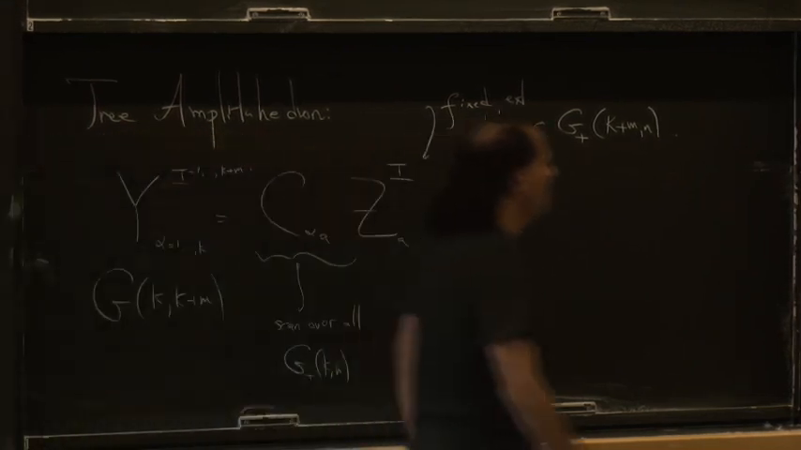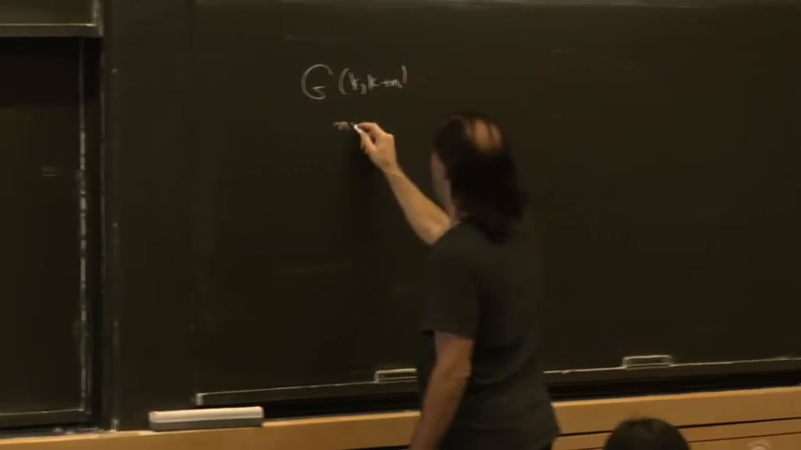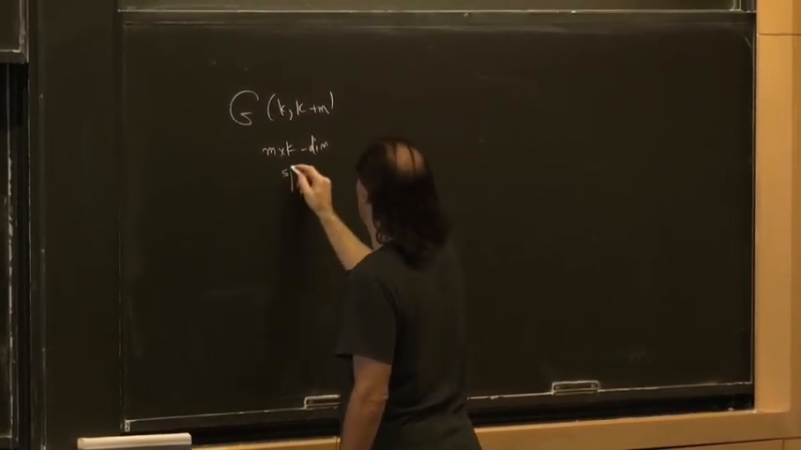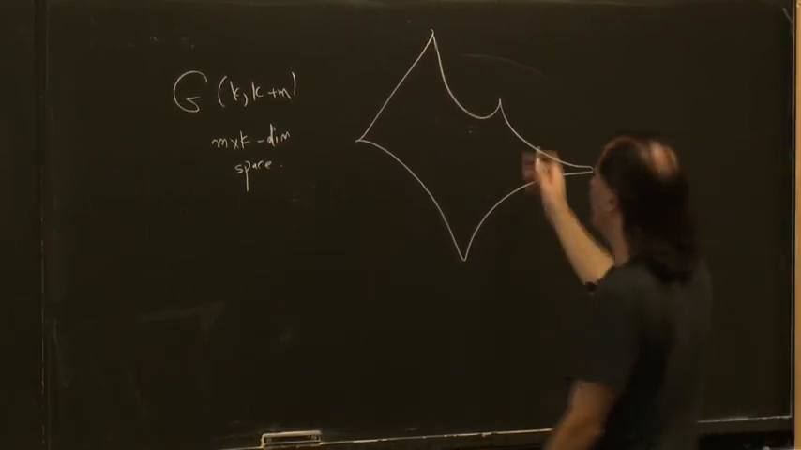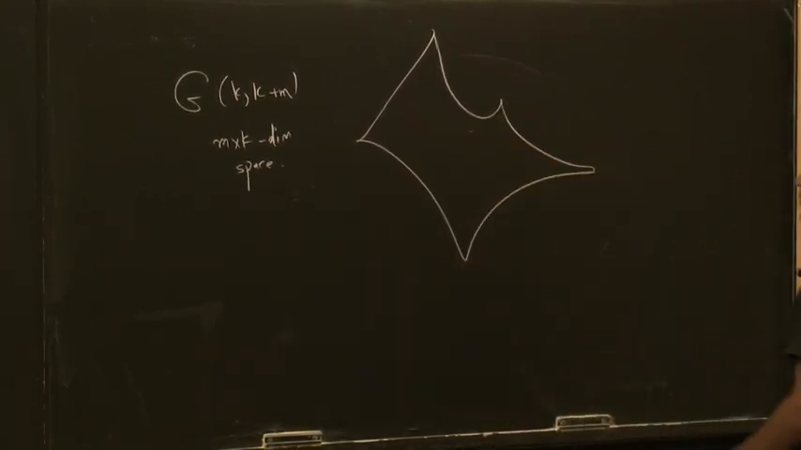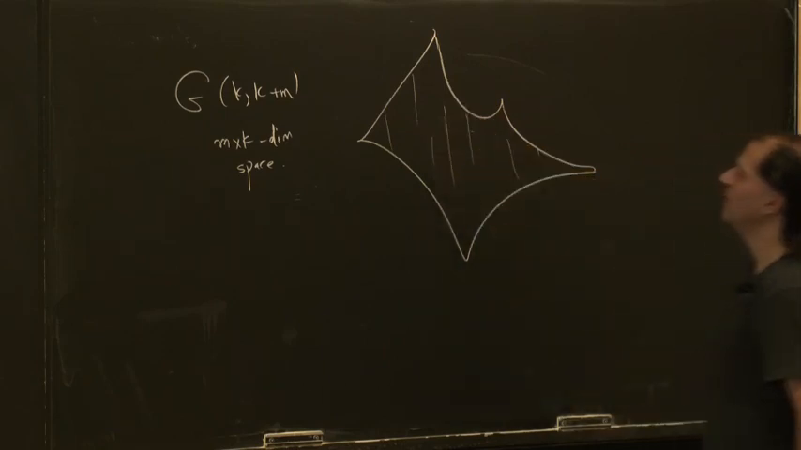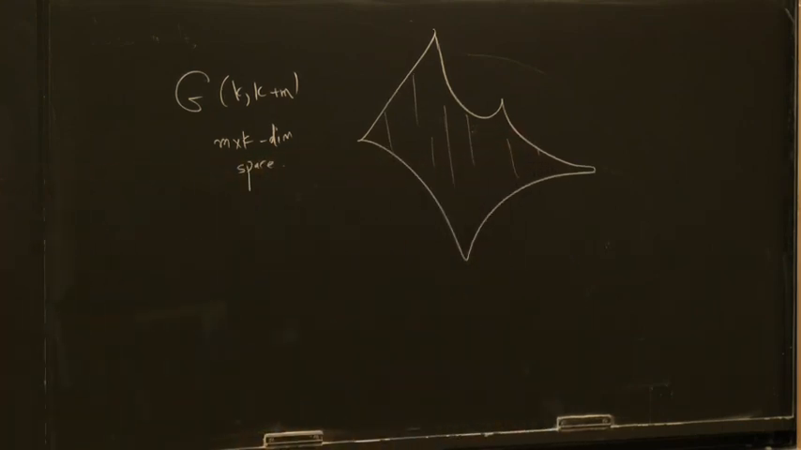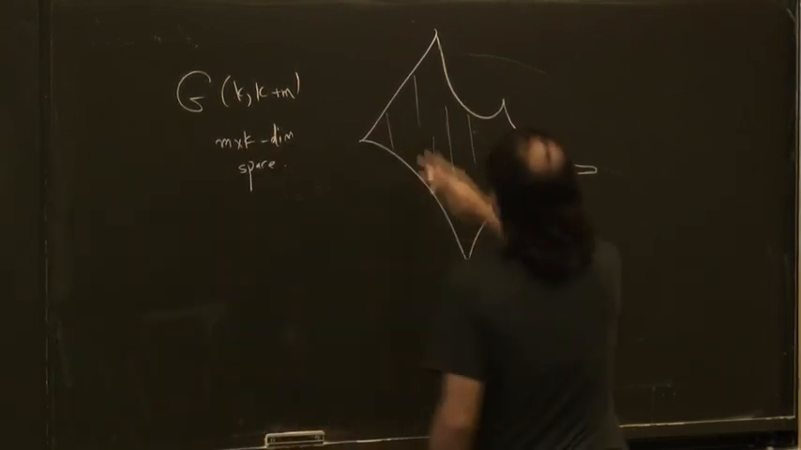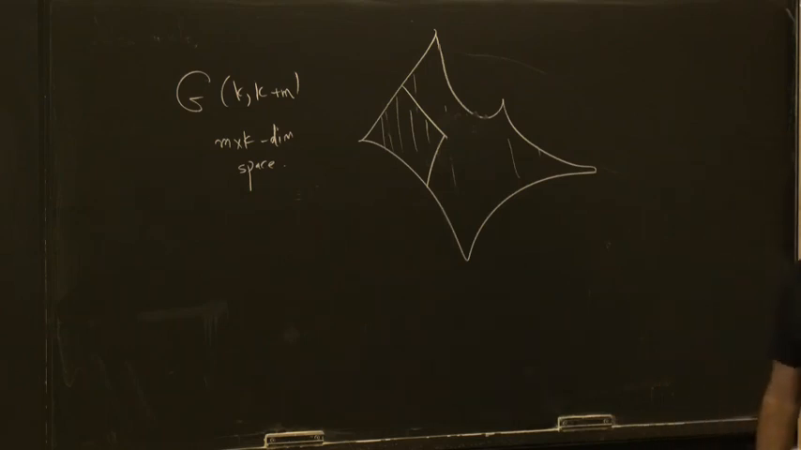So again, the picture is that here is G k, k plus m, which is an m times k dimensional space. And if you fix the external data, there's some kind of curvy positive geometry that lives inside it, and it has boundaries of all codimension. So for some fixed Z, that map sweeps out some particular part in G k, k plus m. And some particular k times n dimensional cell of C might map into some nice region inside G k, k plus m.